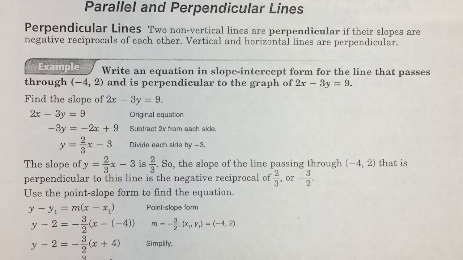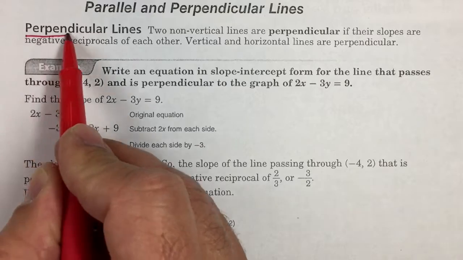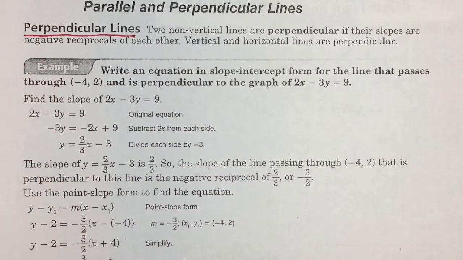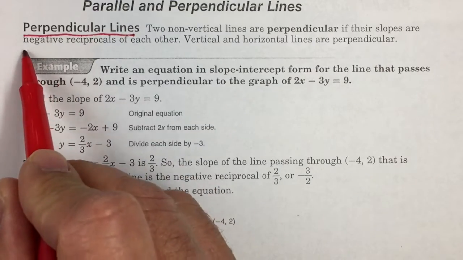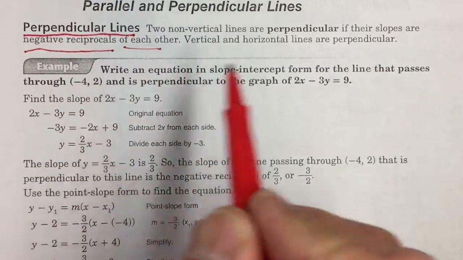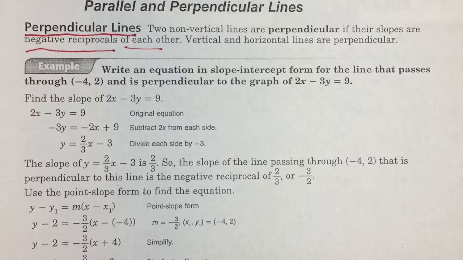Let's study parallel and perpendicular lines. In this case, perpendicular lines. Two non-vertical lines are perpendicular if their slopes are negative reciprocals of each other. Vertical and horizontal lines are perpendicular. Okay, what is negative reciprocal of each other?